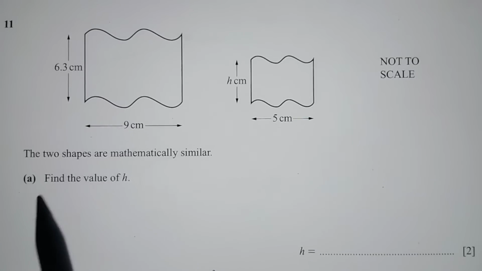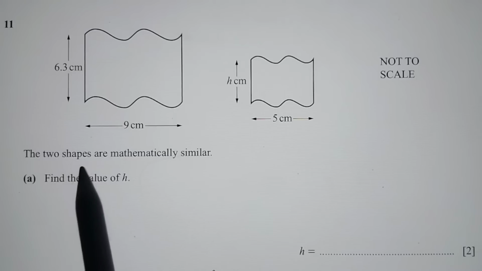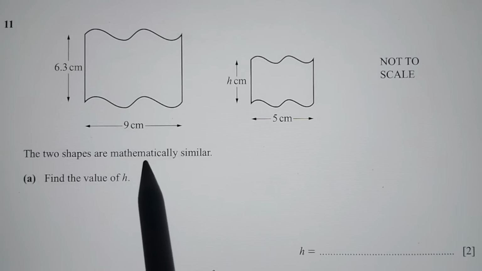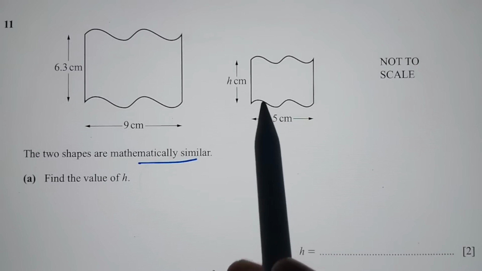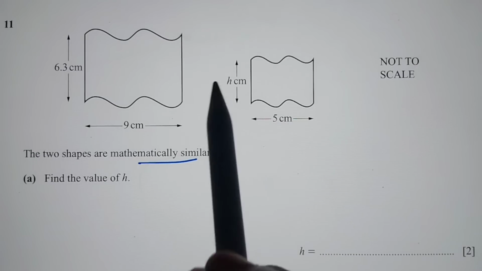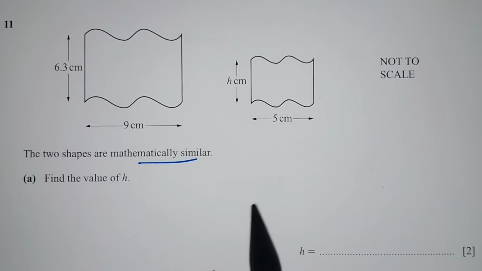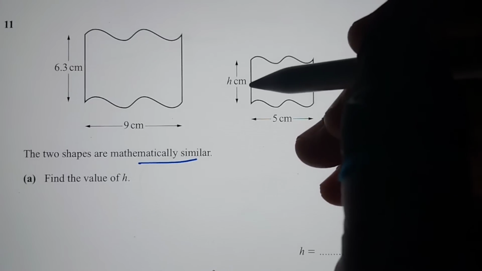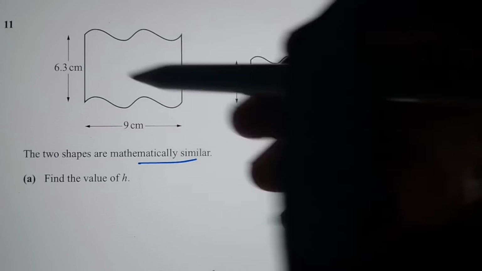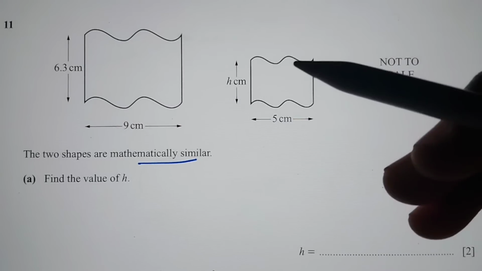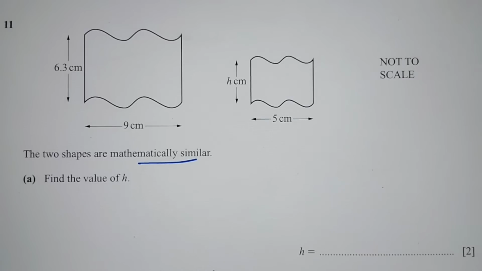Question 11 here says two shapes are mathematically similar. The fact that they are similar means the sides are corresponding. Find the value of h. H is the height of the smaller shape, and you can see here it is 6.3. So you are going to use ratio of corresponding sides to solve for h.